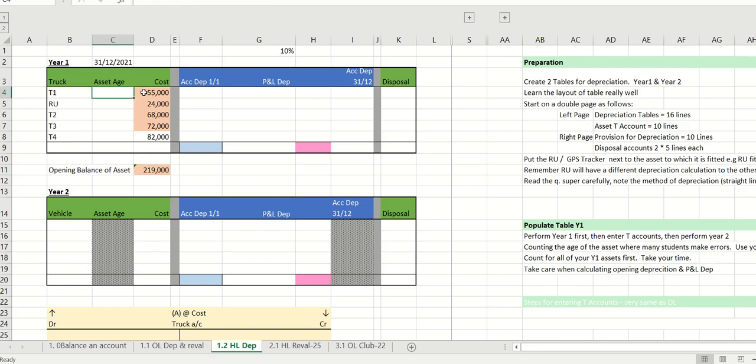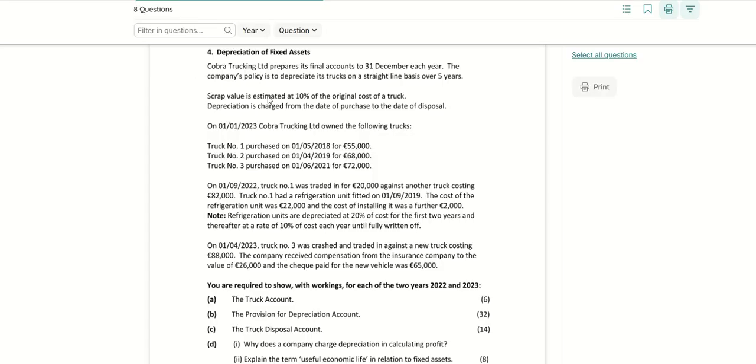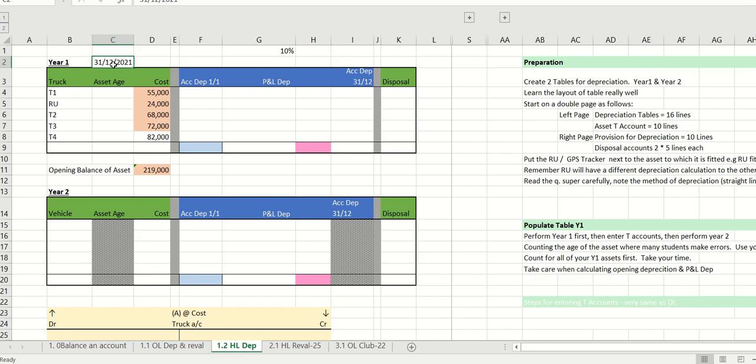Okay, now we're aging our asset. What we want to figure out here is what was the age of the asset on the 31st of the 12th, 2021, because our new year starts on the 1st of the 1st, 2022. So we want to know what was their age at the start of that year, which is their age on the 31st of the 12th, 2021. That just makes the counting a little bit easier for us. Students go wrong frequently in this step.